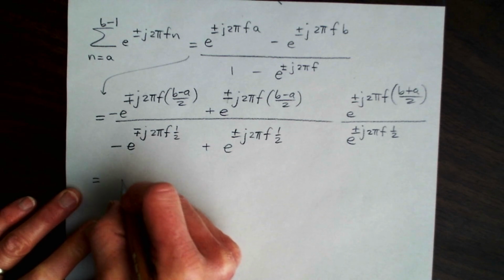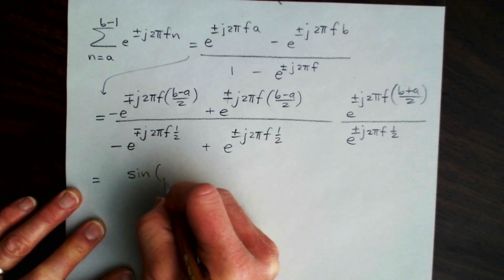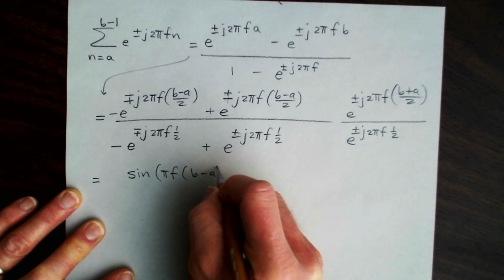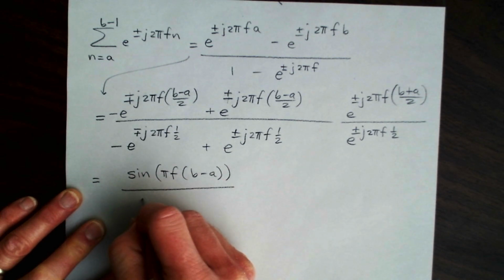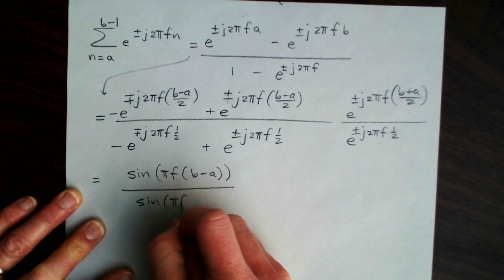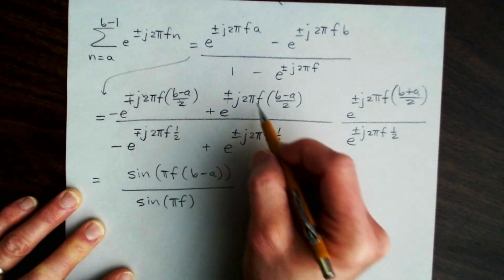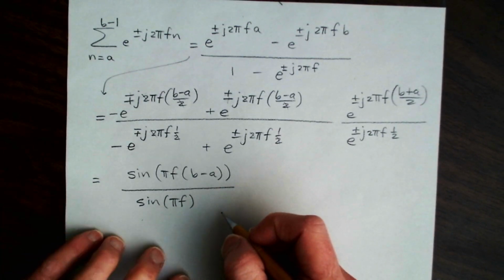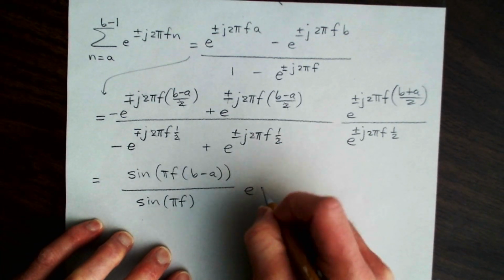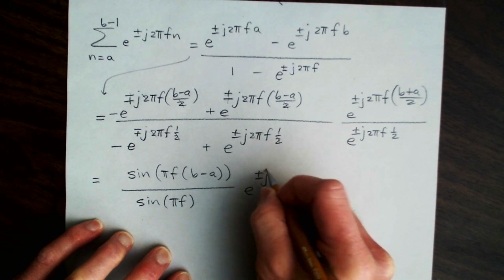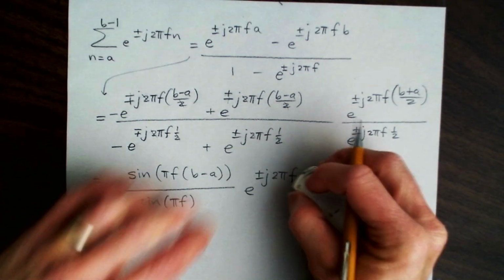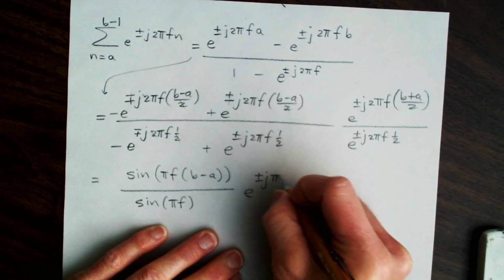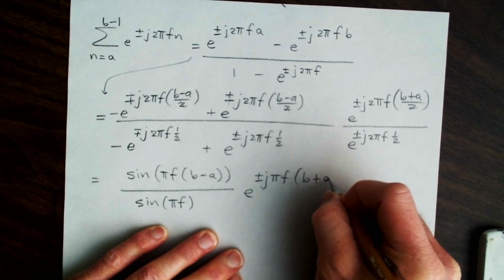And now if we write those sine functions down, we have sine of pi f (b minus a) over sine of pi f. We get a cancellation in the exponents of 2. And then we're left with the extra complex exponential. So here we will have plus or minus j 2 pi f. Actually, I'm going to cancel the 2 in the exponents as well. So I'll have pi f (b plus a minus 1).